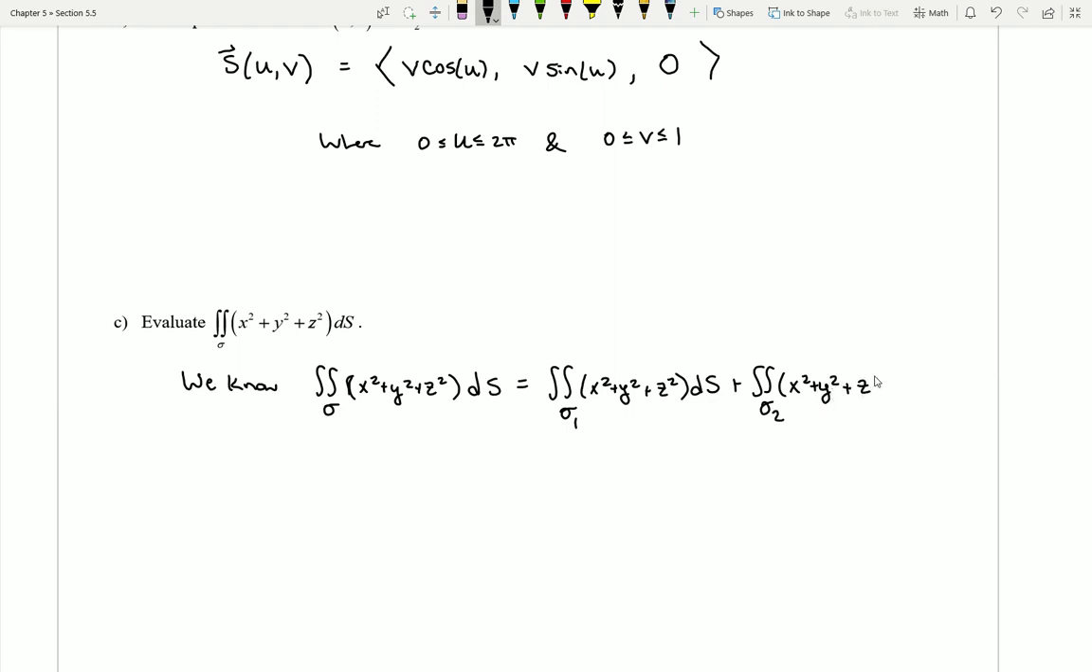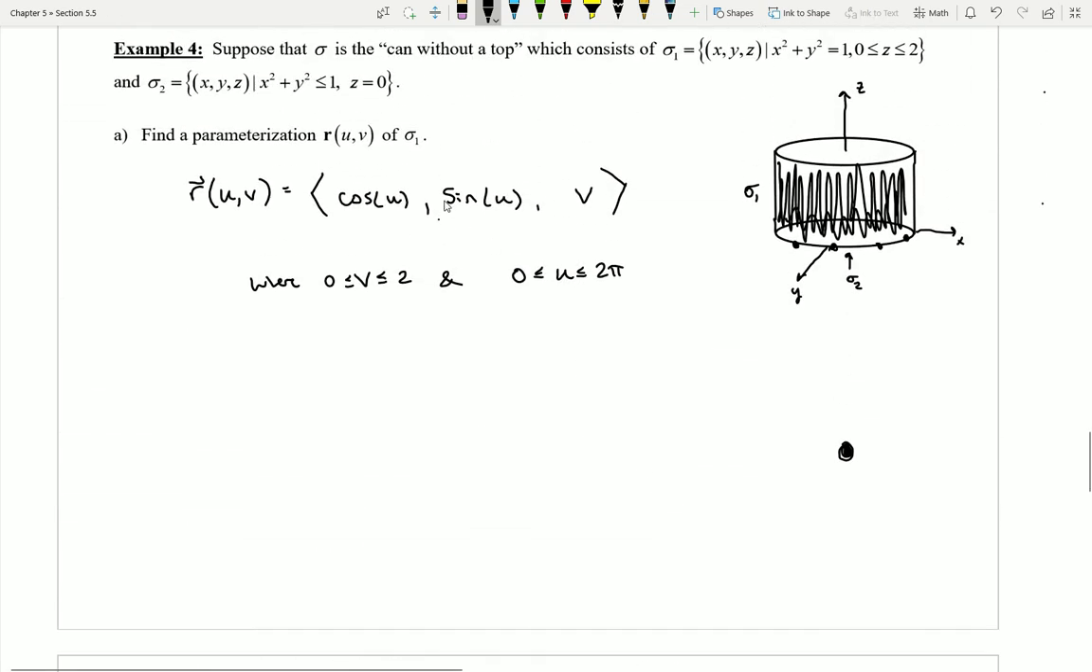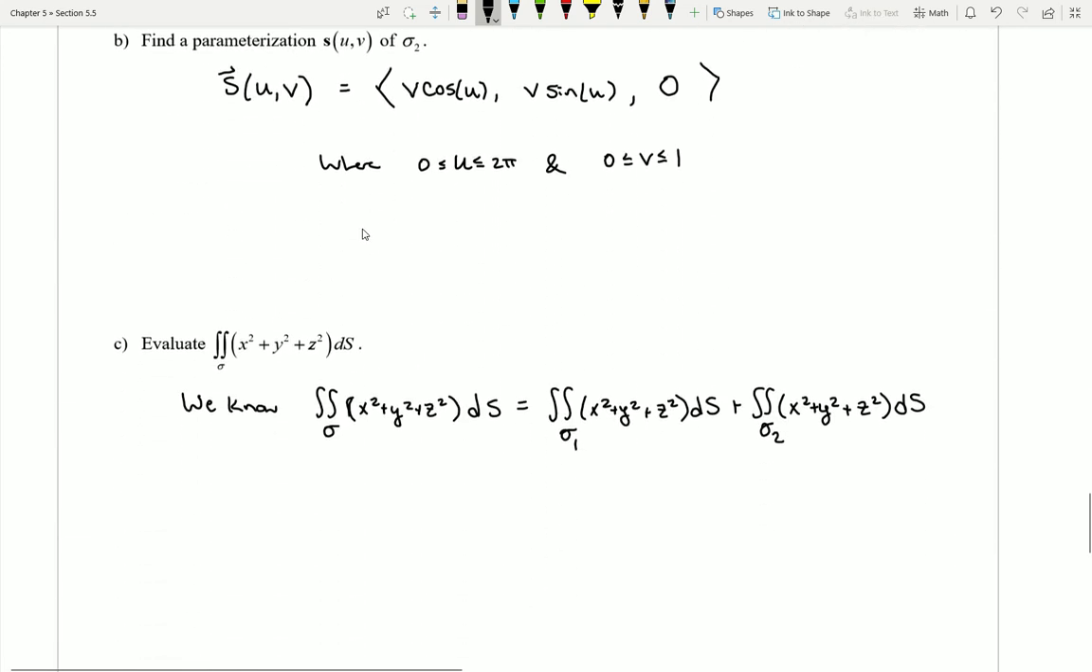Now, of course, that means that each of these is going to have to be converted one at a time. So I'll have to use the S parameterization to work over here and to replace my x, my y, and my z. I'll also have to do a cross product calculation for the partials of S with respect to u and v to help replace the dS. And I'll have to do similar sorts of computations for my sigma 1 and my r parameterization.